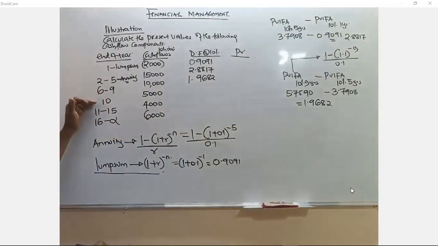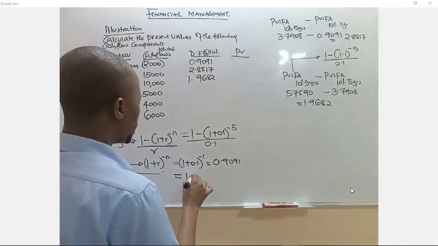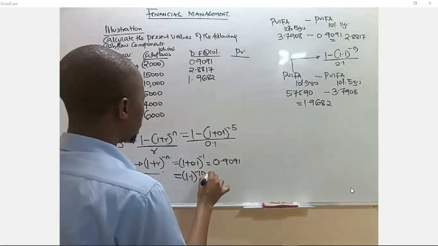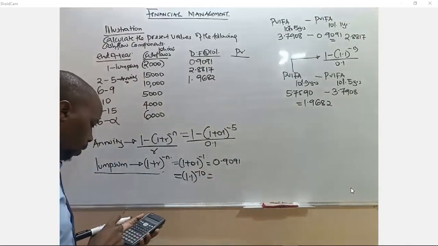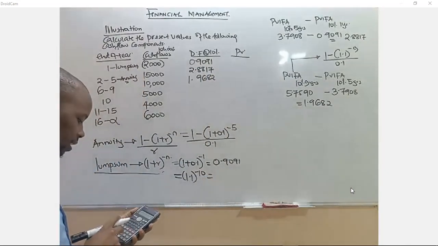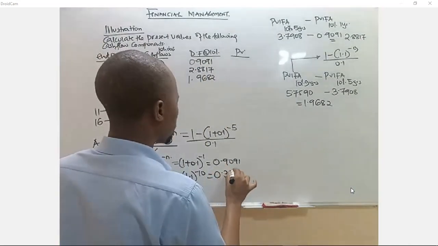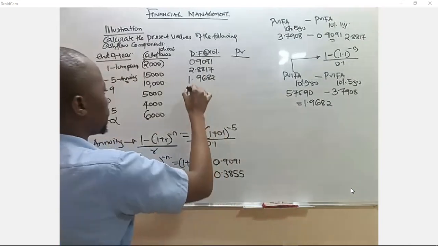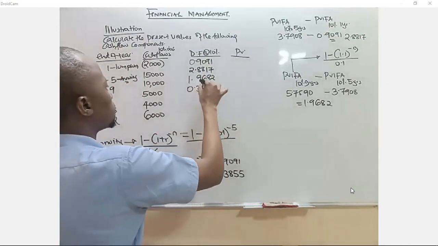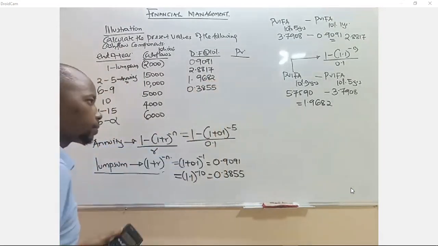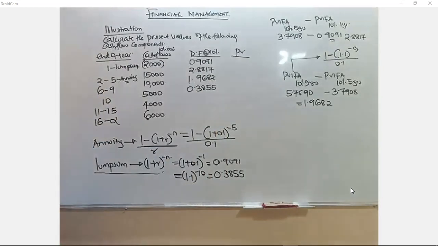Now, what about 10? This I know is a lump sum, straight away. So I say 1.1 raised to power negative 10. I get 0.3855. Let me place it here, 0.3855.